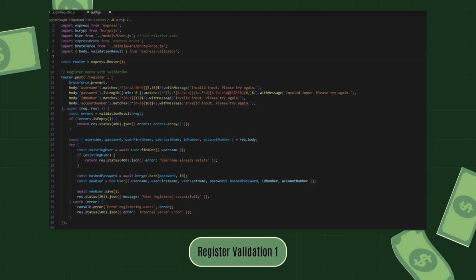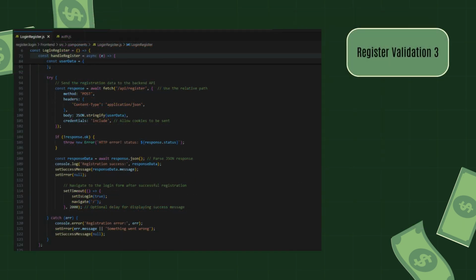Here is the route or controller for the registration. The data gets validated before it can enter the database. The validation includes: username must be alphanumeric characters and underscores, 3 to 20 characters long. Password at least 8 characters, including at least one letter and one number, and a special character that's an exclamation mark.